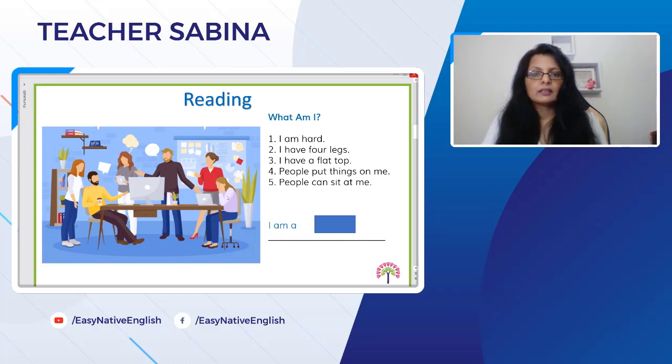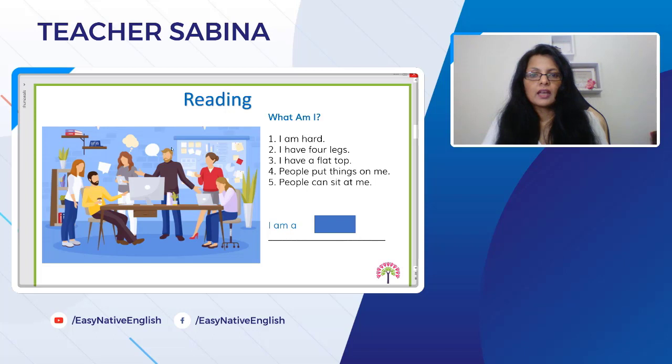So if we look here, what are the things that are hard, have 4 legs, have a flat top, people have put things on it, and there are people that are sitting at it. So, the most obvious thing that I can see in the picture is a table. It is hard. It's not soft. Not like an animal's back. It has 4 legs. So we've got 1, 2, 3, 4. 4 legs on this table. It has a flat top. So it has a flat surface.